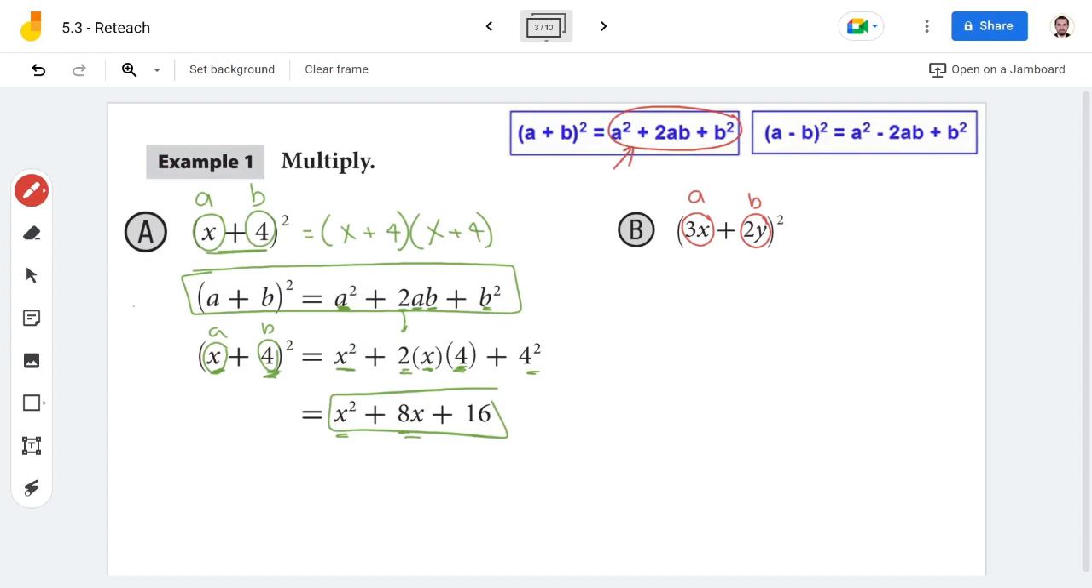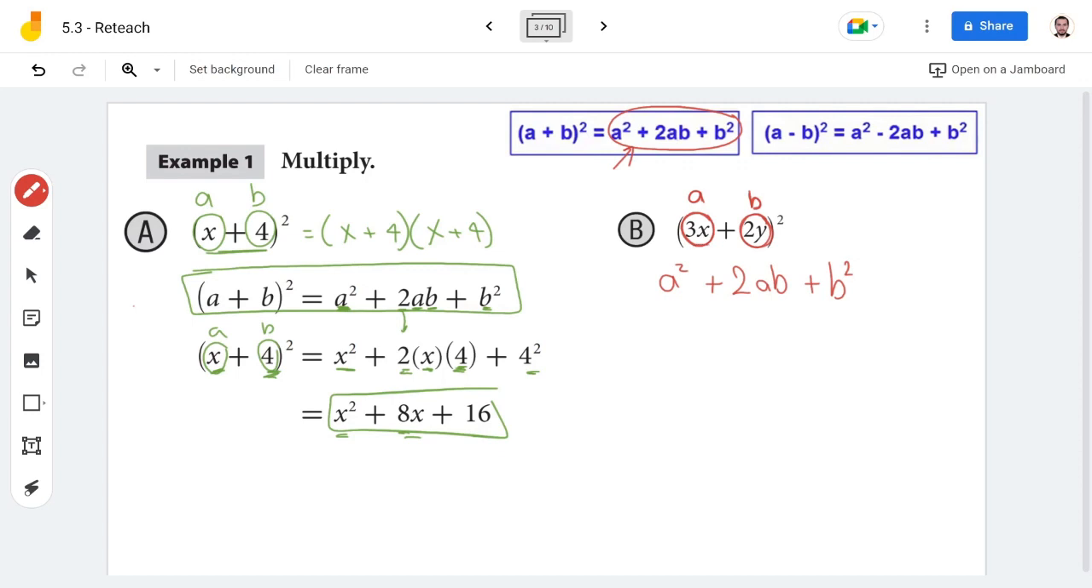So what you have to do, first of all, give your numbers the names A and B. Always this one is A, this one is B. Then the first step, always write the formula in front of you. If you memorize it very well, that's fine, but always try to write it in front of you so you can't make any mistake.